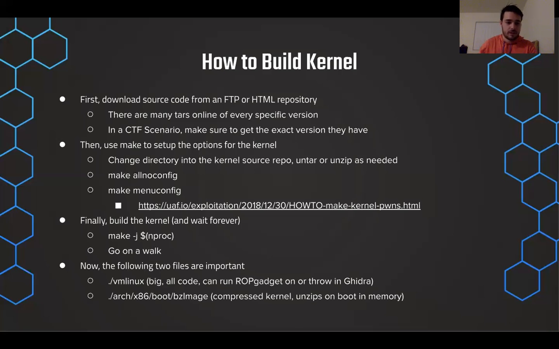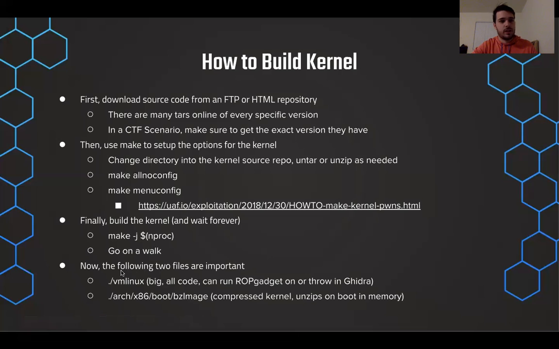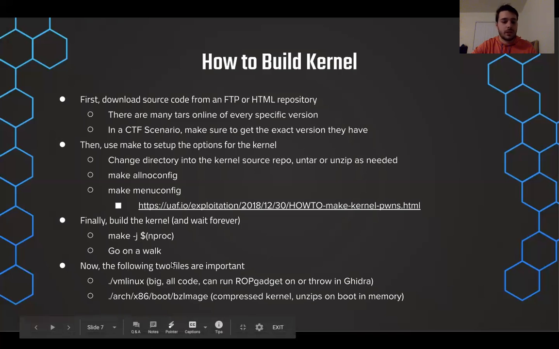And then the other thing is arch/x86 or whatever architecture you're building on, and then /boot/bzImage, which is a compressed version of this vmlinux file. And it's compressed in a way so that you can set this as your starting kernel, and it'll uncompress in memory and then boot from that kernel. So this is what you're actually going to be running, this bzImage, but it's not easy to read assembly in. You'd have to use this vmlinux. You're going to want to keep both.